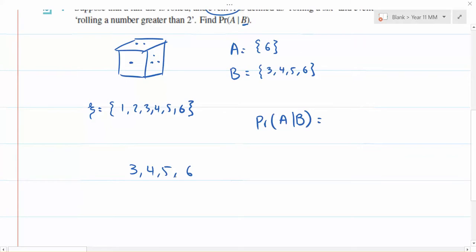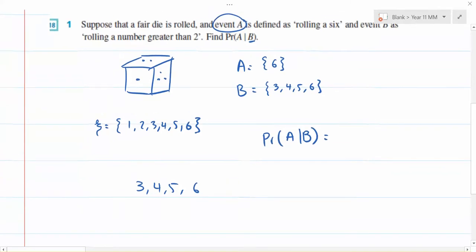Now out of these, what's the chances, because that's what they're asking, find the probability, the chances out of these numbers, what's the chances of getting A? Now, group A is just 6. So how many 6s are there out of these? Well, technically, if you look at it, there's only 1 out of the 4. So technically, I know the answer should be a quarter. Now, that's understanding what conditional probability is.